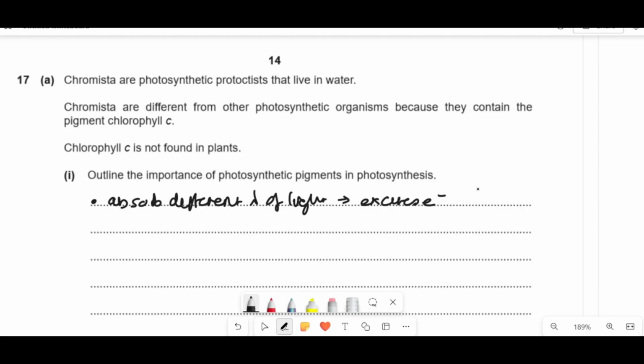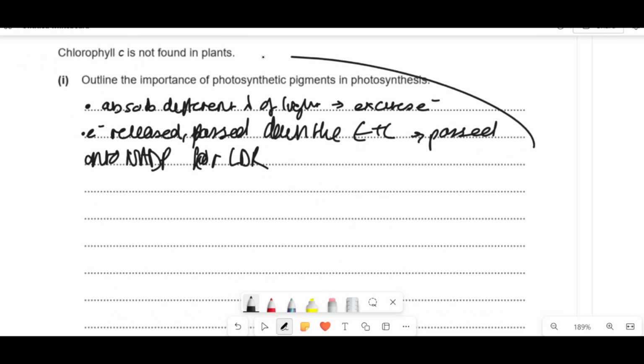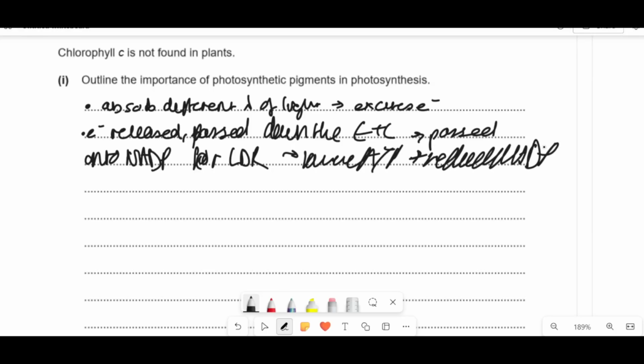In the light-dependent reaction, the electron absorbs light energy and gets really excited, and then it goes down the electron transport chain, and its energy is used to pump protons into the stroma, and so forth. So then we need to talk about that. The electron is released, passed down the electron transport chain, and passed on to NADP for the light-dependent reaction. As well as that, photophosphorylation takes place to replace that. The whole point of that is to make ATP and reduced NADP for the light-independent reaction, or Calvin cycle.